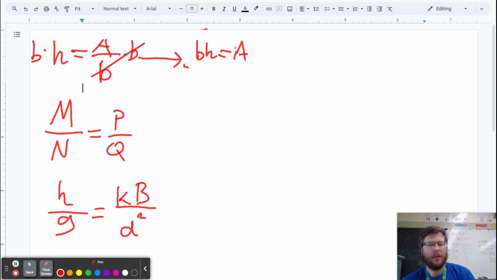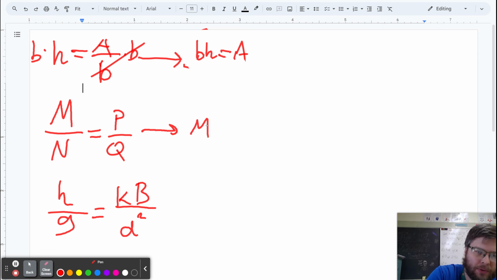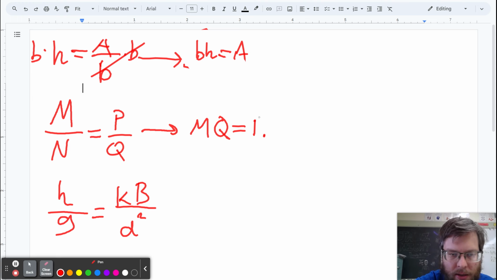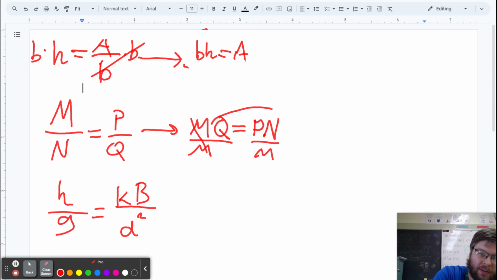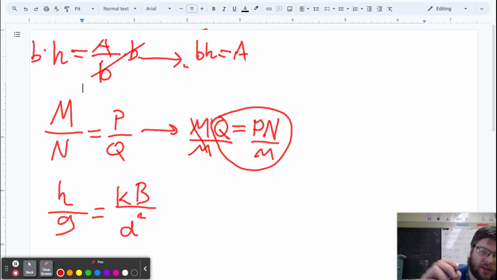Okay. On the second problem, I'm supposed to get q by itself. So I'm going to multiply by both denominators. M times q equals p times n. I'm just cross-multiplying, p times n. And then if I want to get q by itself, I can just divide both sides by m. And I have my answer, q equals pn divided by m.